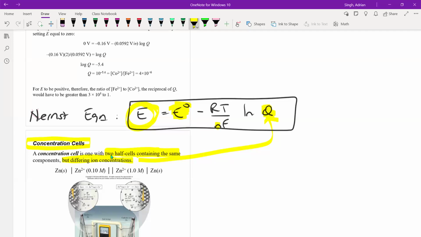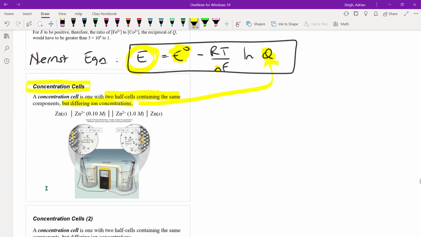The cell potential for concentration cells are typically very small, and those cell potentials decrease continually until the concentrations in the two compartments approach each other and they become essentially the same. So let's take a look at an example.